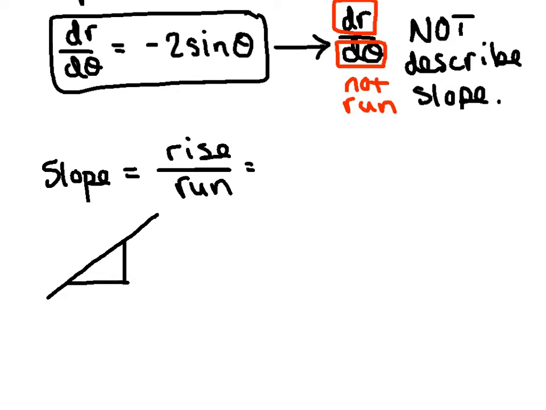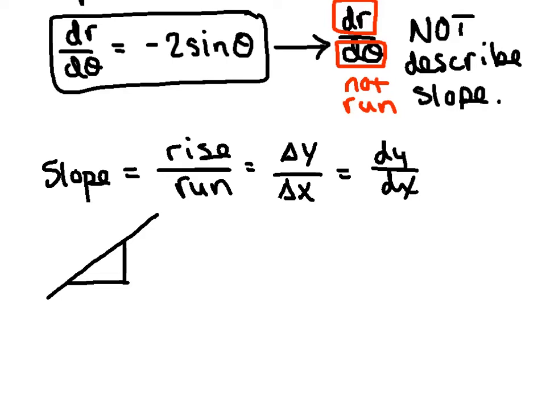So then we said, well, rise is really the change in the y value, and run's really the change in x, and that described the average rate of change over a certain interval. And then in calculus, we graduated and we said, well, we're going to make that change in y and change in x infinitely small, so we've got dy over dx, and there's your slope. So somehow we have to get this dr d theta over to dy dx.